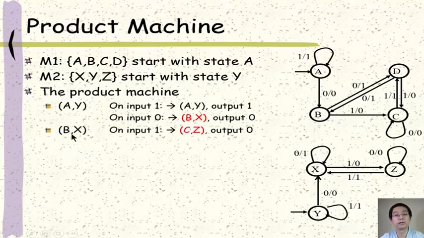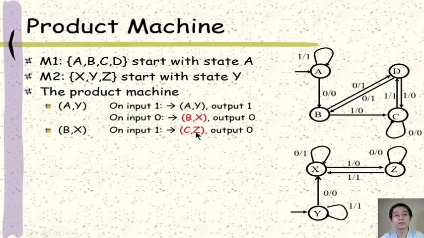Start with the new state BX. If the input is 1, B will move to C with output 0. For X, on input 1, it will move to Z with output 0. So again, they agree on their output, and their next state will be a new state, C and Z.